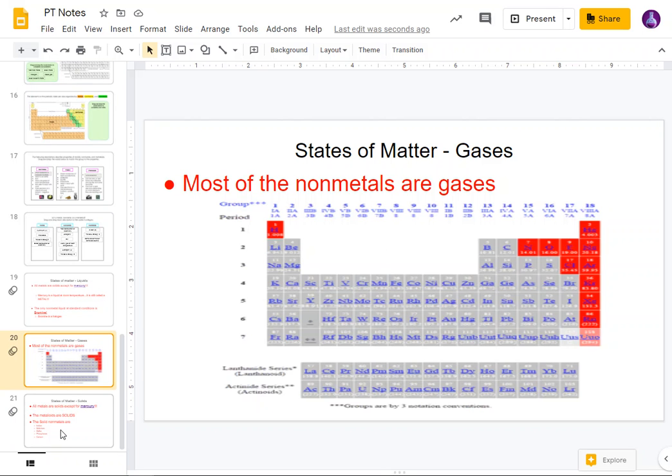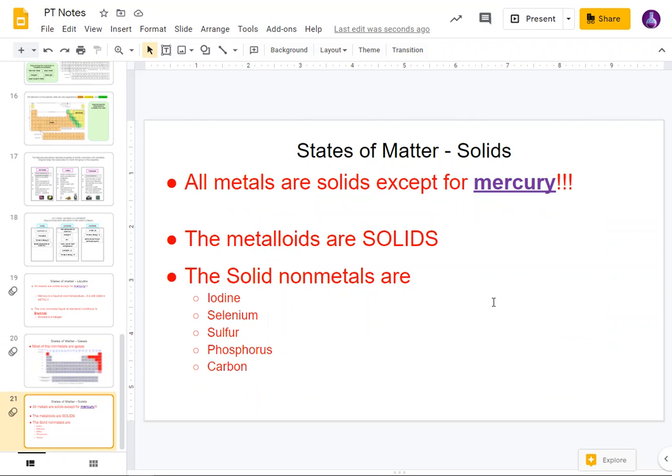And then a few other things about solids to classify the rest of the solid category. Metals are all solid except for mercury. The metalloids on the staircase are all solid at normal conditions. And then the solid nonmetals are iodine, selenium, sulfur, phosphorus, and carbon. So that's the last couple of things that I want you to be able to identify on the periodic table.